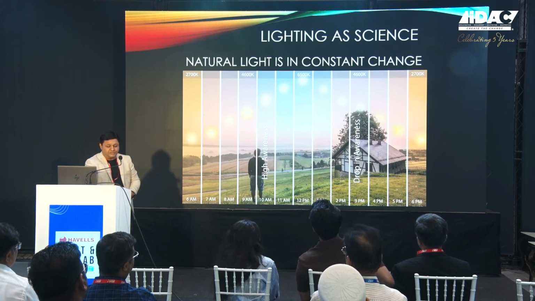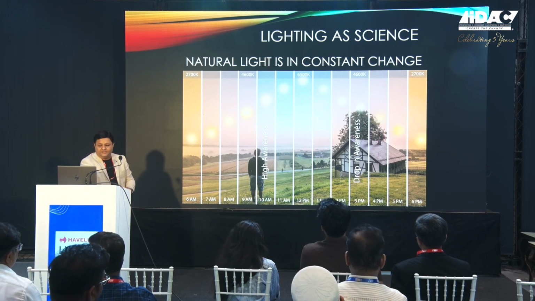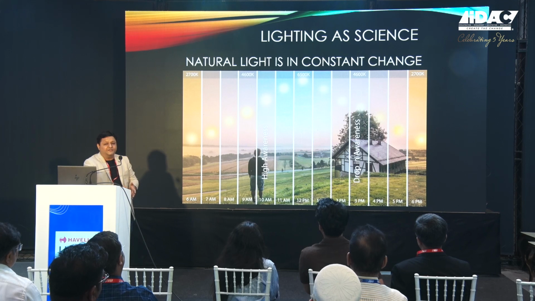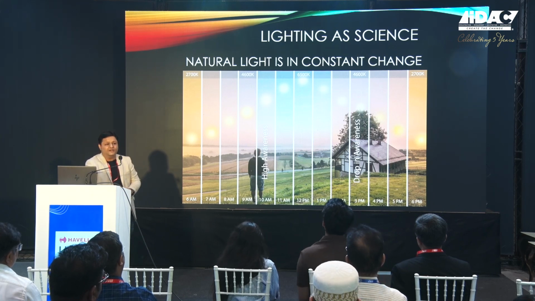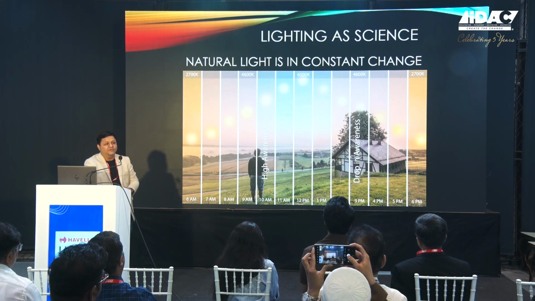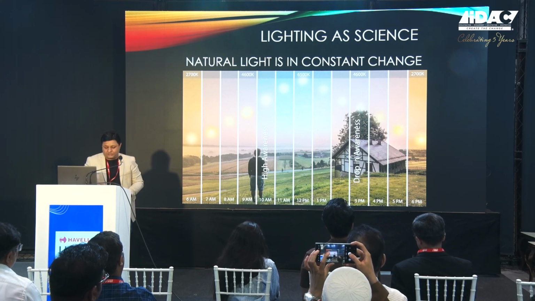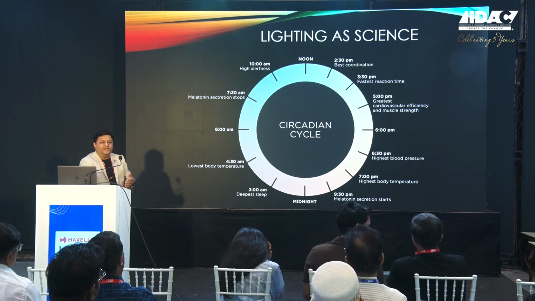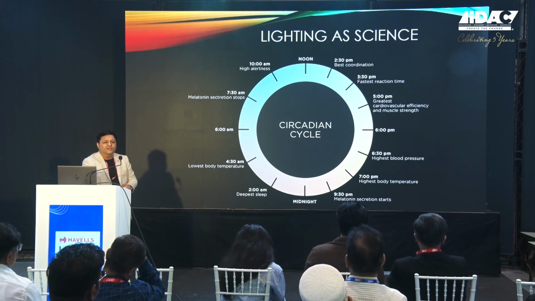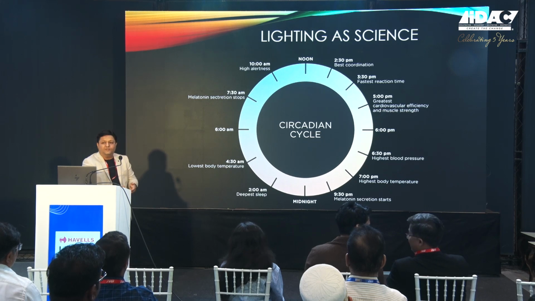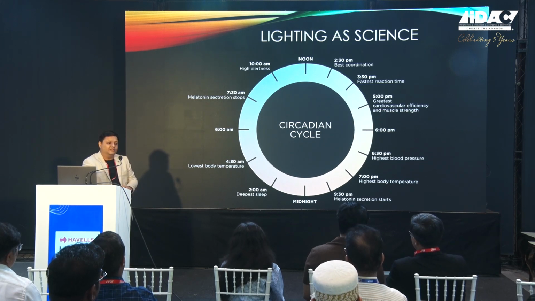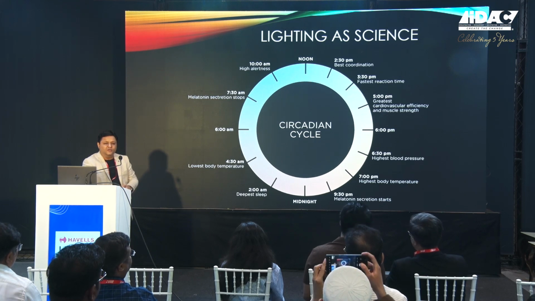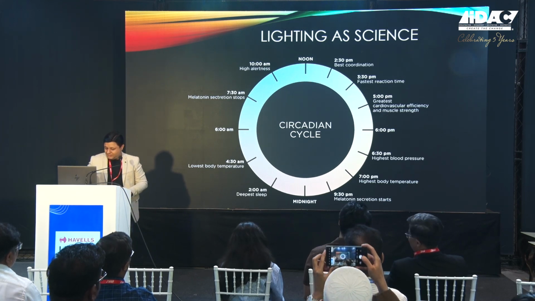Natural light is in constant change. In the morning we get 2700 Kelvin, in the afternoon we get 4600 to 6500 Kelvin, and in the night, after 6 p.m., we again get 2700 Kelvin. So it is a constant change which is hitting our body and mind. In science, this is called the circadian rhythm. The more blue light you have in the day, the more alert your mind becomes, and it gives you more alertness to work. Today everybody wants performance in commercial offices. But what about the human body? The more performance you want, the more blue light is required.